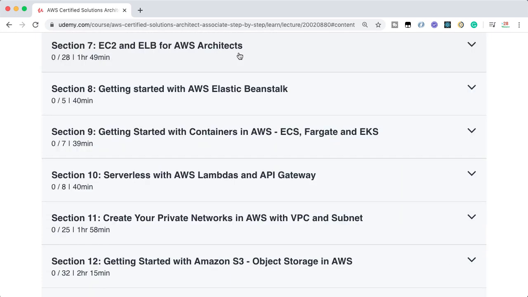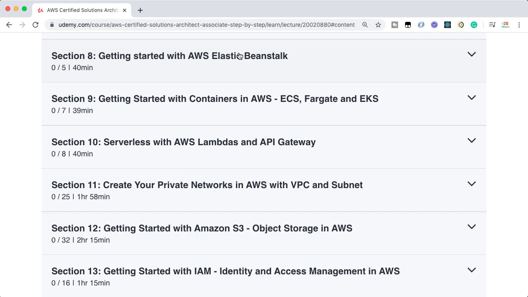By the end of section 7, you should be really comfortable with EC2 and ELB, and you'll also be comfortable with the basic architectural concepts related to EC2 and ELB. Manually creating EC2 instances and Elastic Load Balancers is not easy, and that's where we would be starting exploring the different compute services which are present in AWS.